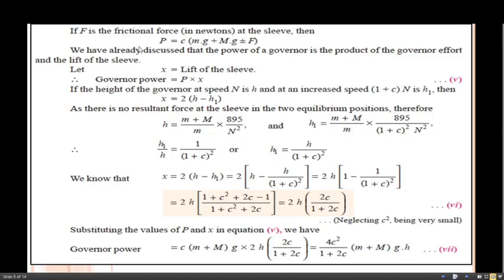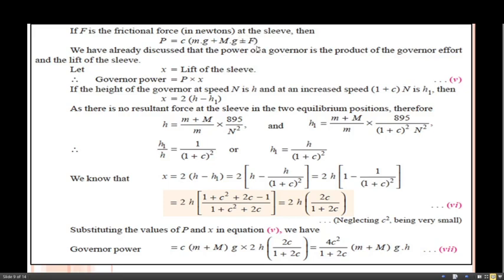Now if a frictional force at the sleeve is considered, then P is equal to c into (small m g plus capital M g) plus or minus F, depending upon the movement of the sleeve, either in the upward or downward direction.